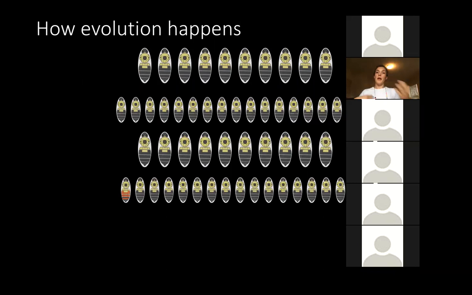And every now and then, one of those babies is going to be a little bit different in some way that might confer an advantage on it. So that orange individual is going to survive to become an adult. And if for some reason that orange individual has an edge over all the black individuals, he's going to have more offspring.